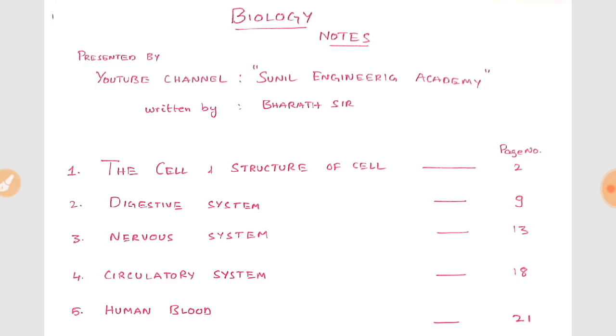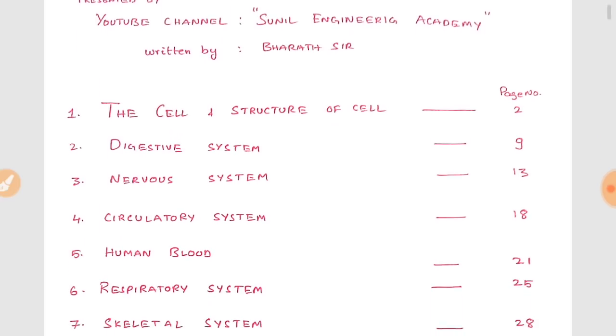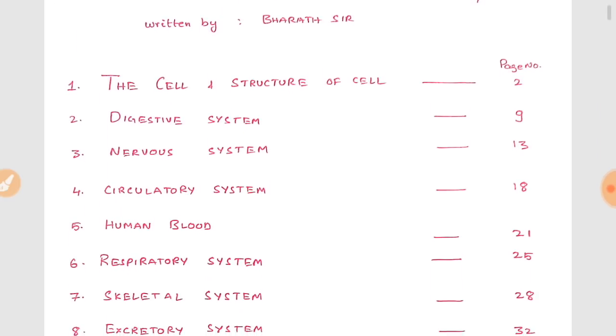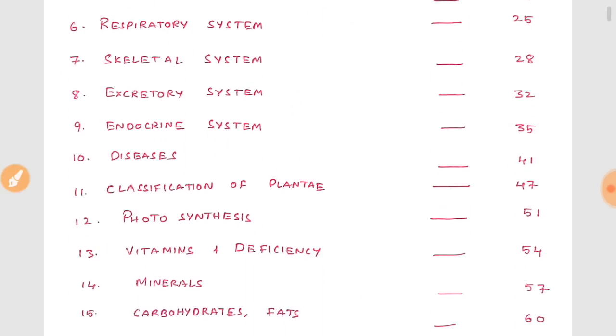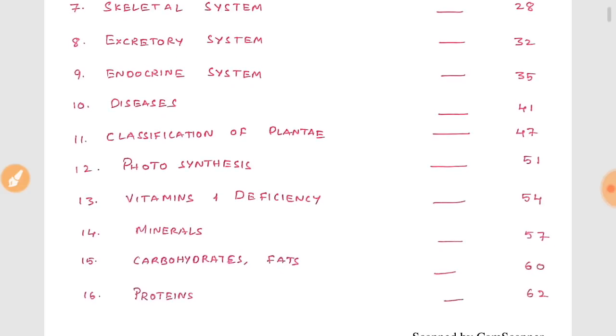This is Bharat and we are seeing biology series of lectures, and we have already completed almost all the topics in this PDF friends. So we have completed cell structure, digestive system, nervous system, circulatory system, human blood, respiratory, excretory systems, and endocrine systems.